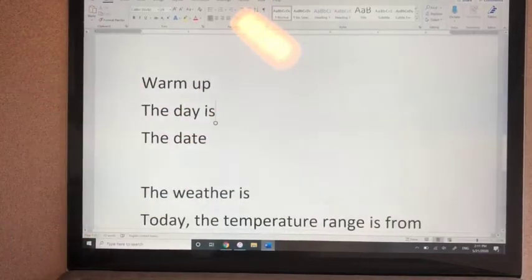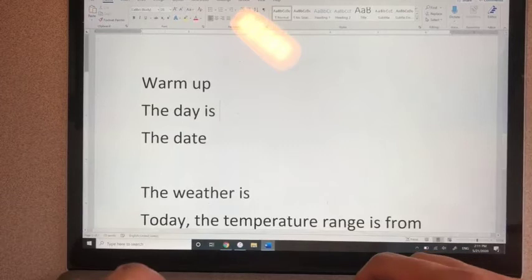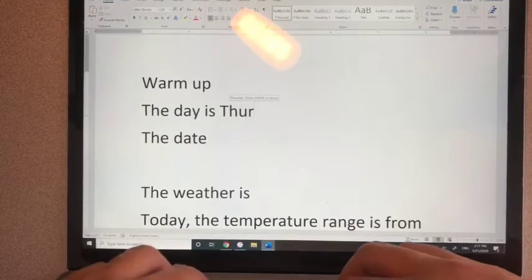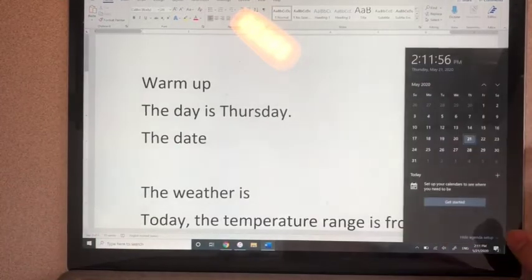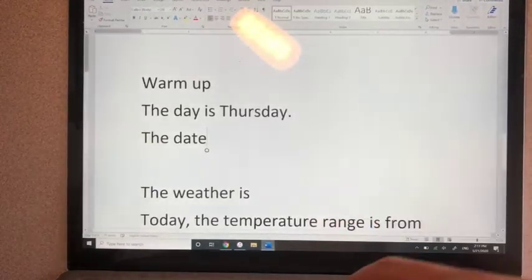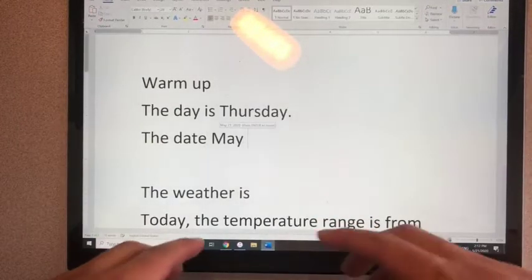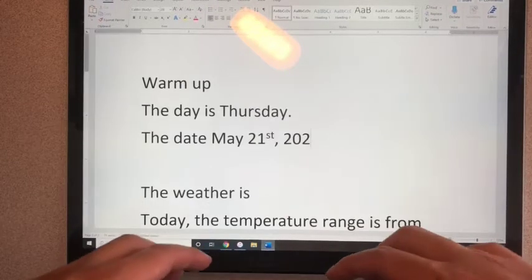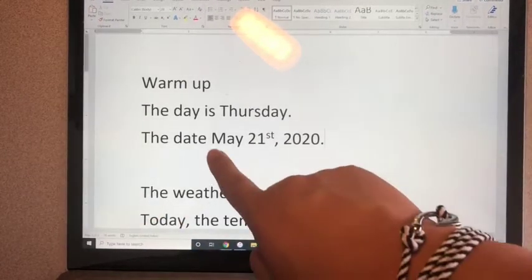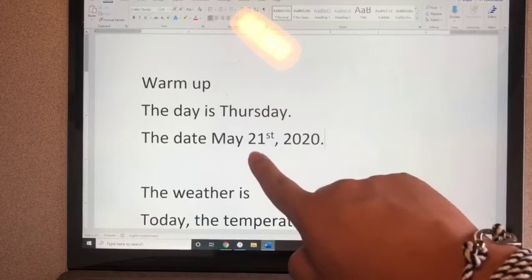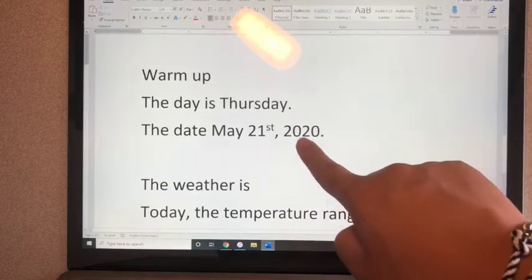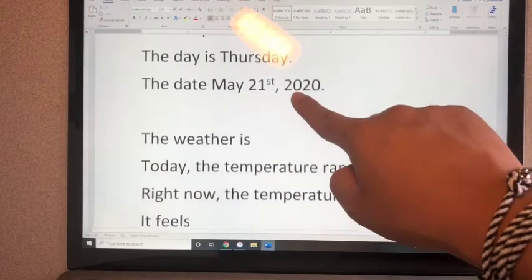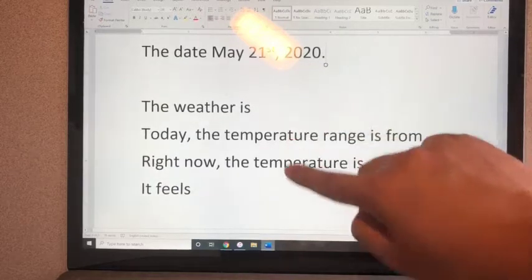So, for the warm-up, the day is Thursday. Is it Thursday? Yes, it's Thursday. The date is May 21st, 2020. So, the month is May, the date is the 21st, and the year is 2020. Let's look at the weather.